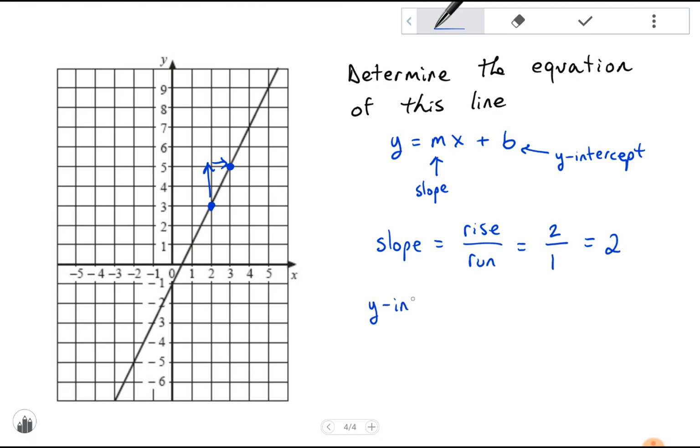Okay, our y-intercept, which I will abbreviate there, y-int, is where this line crosses the y-axis. Here's the y-axis, the vertical axis, so it crosses right here. And that is at -1. So our y-intercept is -1. So now we need to put this number and this number into our general equation here. So y equals, m in this case is our slope, and that's 2. So y equals 2x, and then b is our intercept. In this case, it's -1, so we write 2x minus 1. So the equation for this line right here is y equals 2x minus 1.